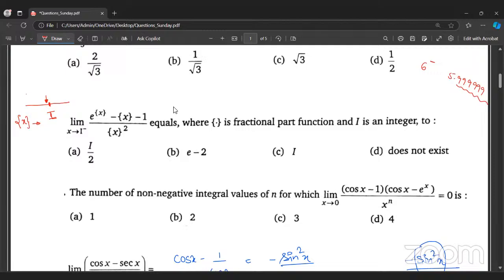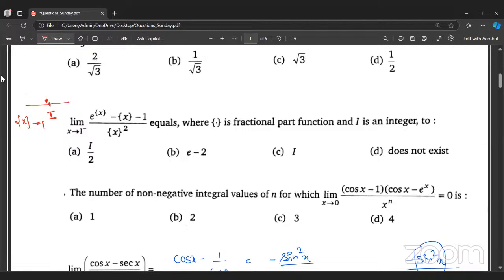0.9, 0.999. Okay, great. 0.9999 till infinity. So what is the limiting value of that thing? What is the limiting value of 0.99999 till infinity? Great, 1. So the fractional part of x will tend to 1.